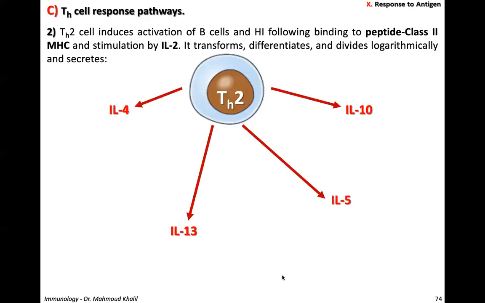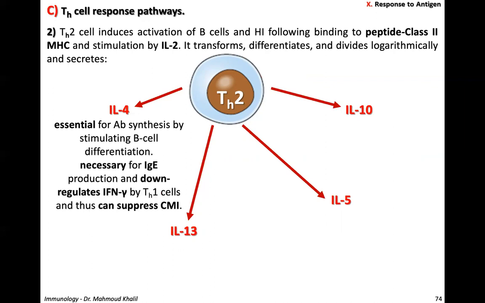So the T helper 2 actually, as we say, secrete interleukin 4, interleukin 13, interleukin 5, interleukin 10. And of course, interleukin 4, as we have just said, is very essential for the antibody synthesis by stimulating B cell differentiation, and as well is necessary for the IgE production and the down-regulation of interferon gamma by T helper 1 cells, and thus can suppress cell-mediated immunity. So you can see here, there is a mode of regulation as well between the humoral immunity and the cell-mediated immunity.